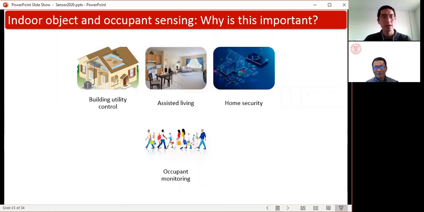So here are some of the applications where indoor object sensing plays a role, which Professor Ken has already mentioned. It can help control heating, air conditioning, and ventilation systems and save energy. It can also be helpful for assisted living, where the posture, gesture, positions, even health conditions of senior citizens are monitored and provide useful information for remote diagnosis. It also serves to provide extra security for smart home and smart building systems. Finally, it helps monitor and count occupants in public places or even assist in social distancing during the COVID-19 pandemic.